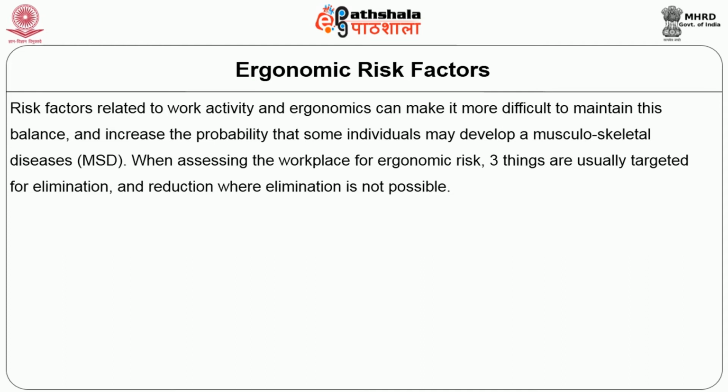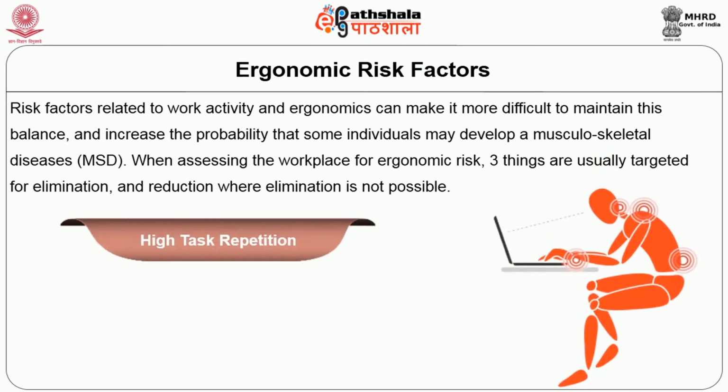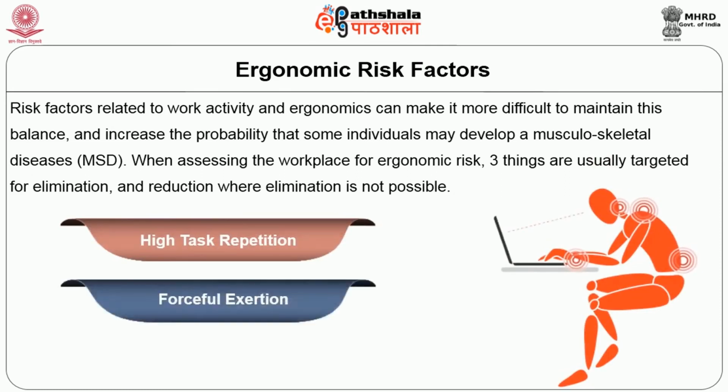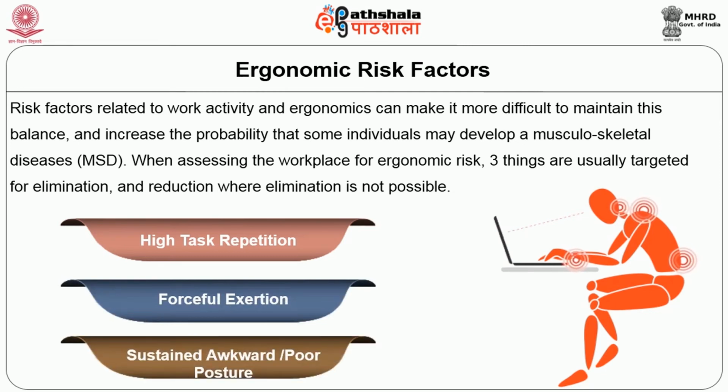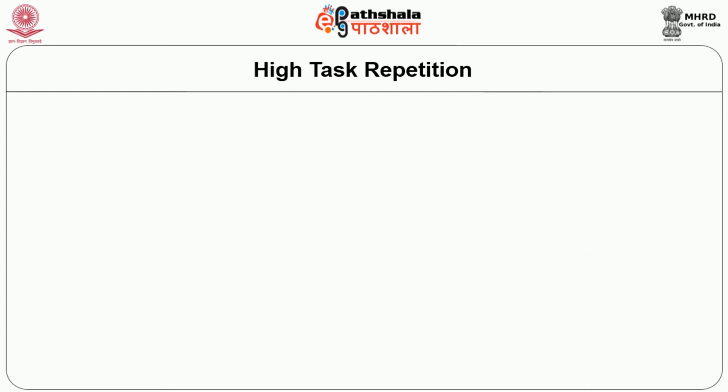There are three things usually targeted for elimination or reduction. What are they? You could look here. It's high task repetition, forceful exertion, and sustained awkward or poor posture. Let's now look at each one of them, and how it affects the individual in the design factor. You could see the three factors. Now let's look at the first one, high task repetition.